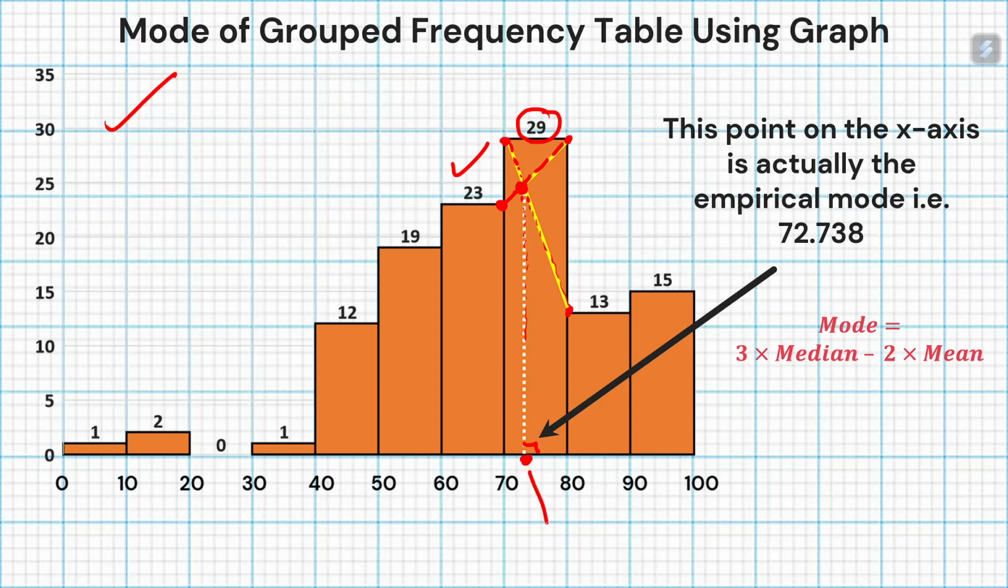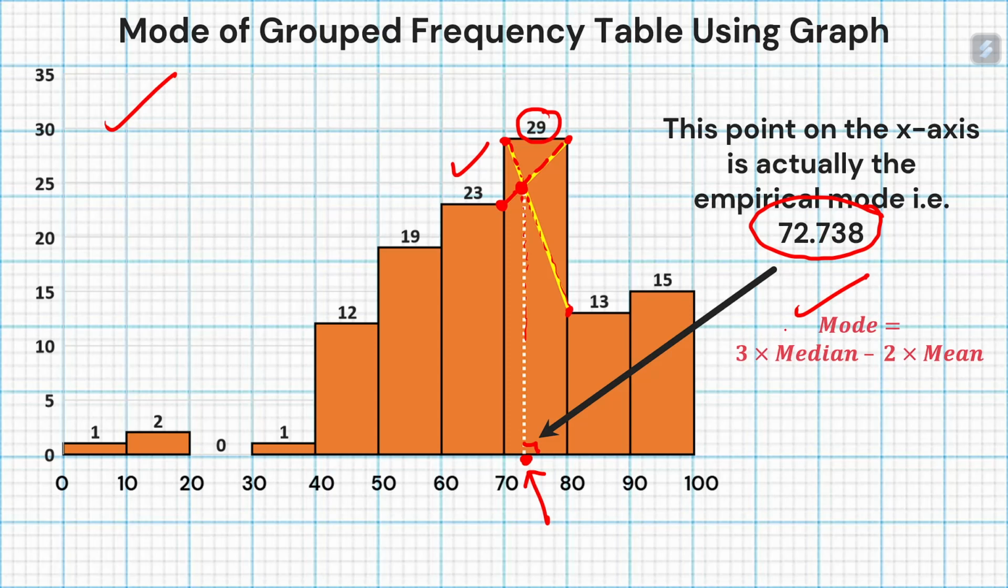Now what is this value? This value is also same as 72.738, that is the empirical mode, same as that of the empirical mode, 72.738. It was calculated using this formula. That means graphically also and empirically also, both the mode is coming 72.738.